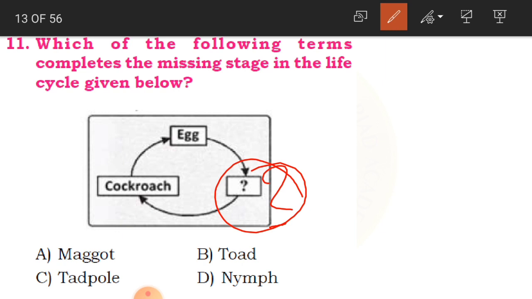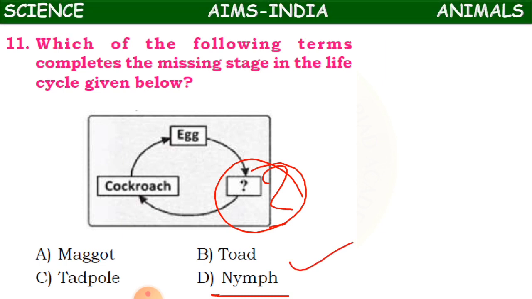Okay. So is it maggot? Is it toad? Is it tadpole? Or is it nymph? Before, I mean in the 5th or 6th question only, we have discussed about this, if I am not wrong. Is it maggot, toad, tadpole or nymph? Okay. The baby cockroach, it is D. That is nymph. Okay, children. So D option is the correct answer.